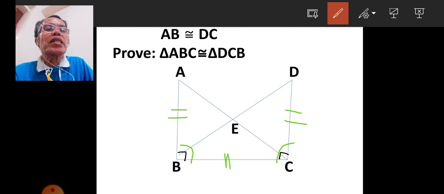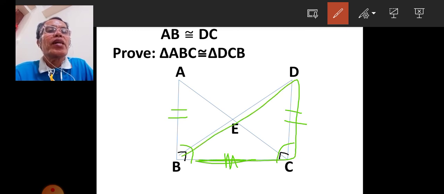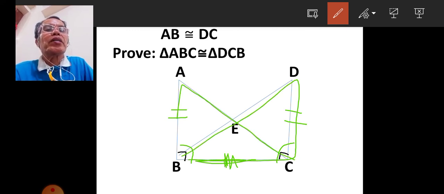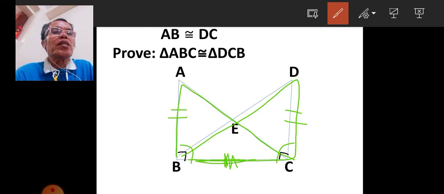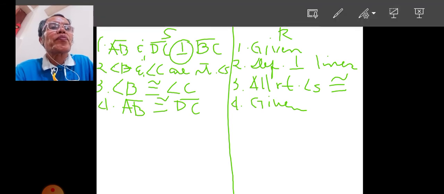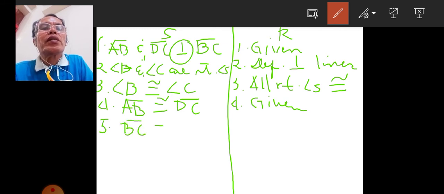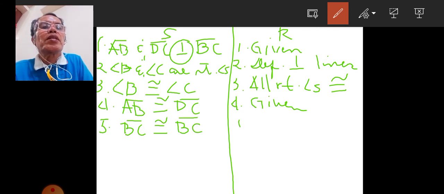Segment BC is congruent to segment BC because this segment is part of this triangle and this segment is also a part of this triangle. So BC is congruent to itself. So number 5, BC is congruent to segment BC. What is our reason? Our reason is reflexive property.